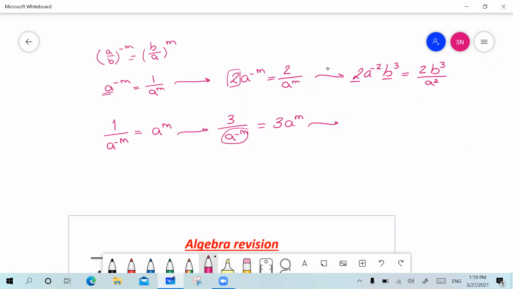Okay, let us say that, for example, I have 3 over 2a to the power of negative m. The one with the negative power is the a. For this one, which is going to go up. So as a result, I will have 3a to the power of m over 2. So only the negative is the one that goes up or moves from its place, but the positive stays in its place as it is.